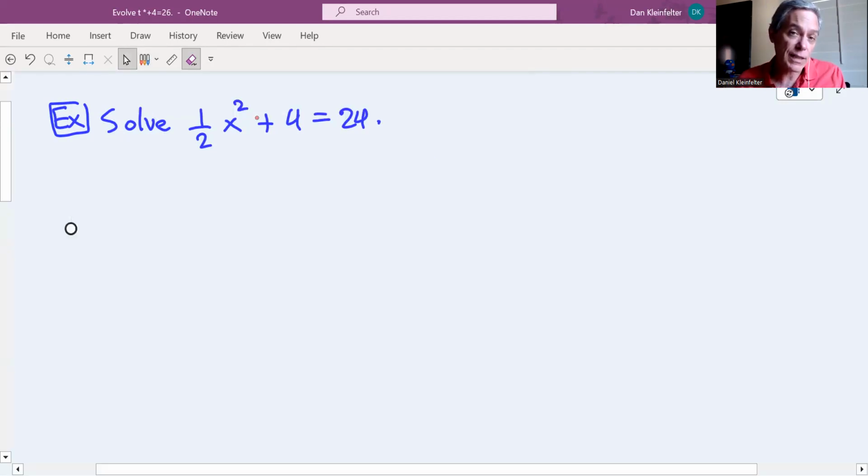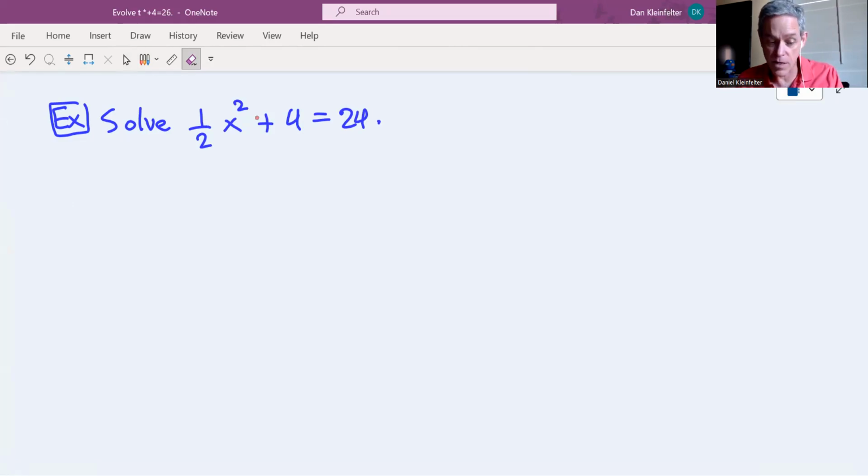Okay, so let's take a look. What I would do first is subtract 4 from both sides. So we'll have 1/2 x squared is equal to 20. Now to clear the fraction out, we're going to multiply both sides by 2. So that means that x squared will be 40.